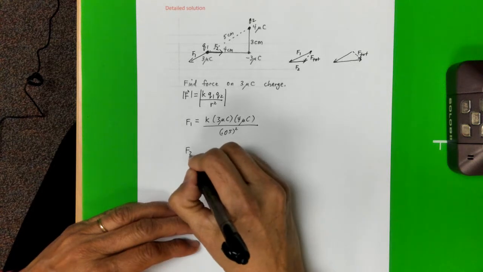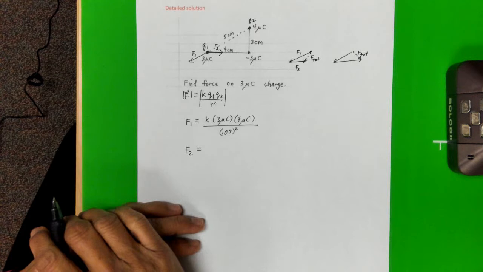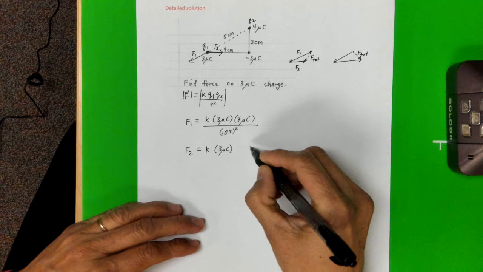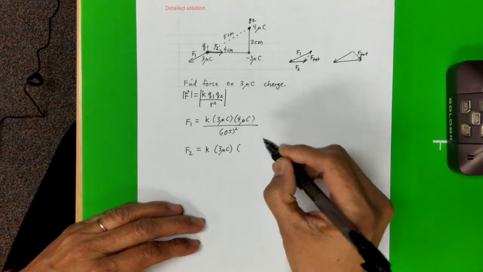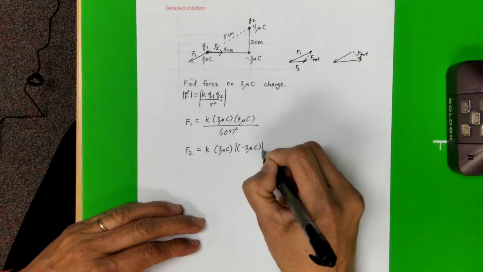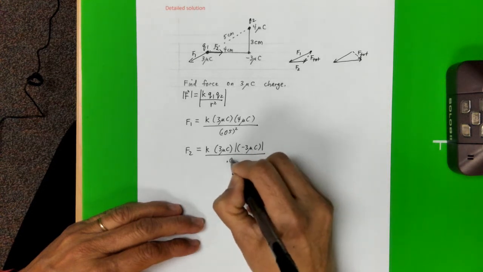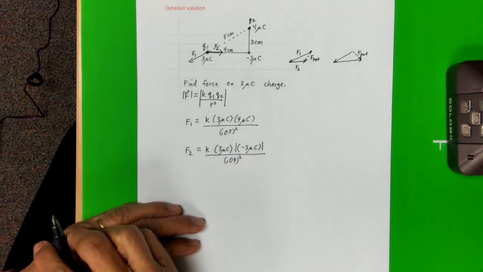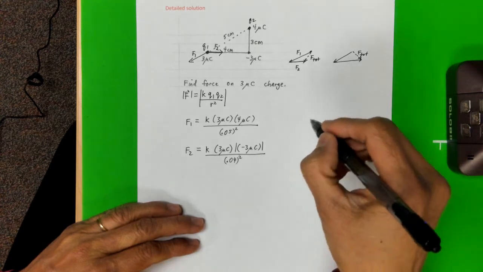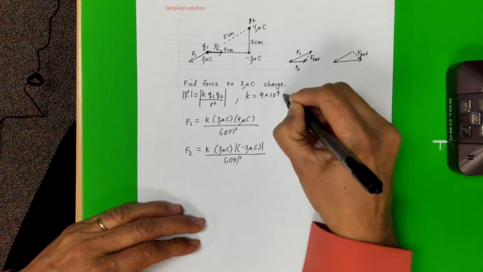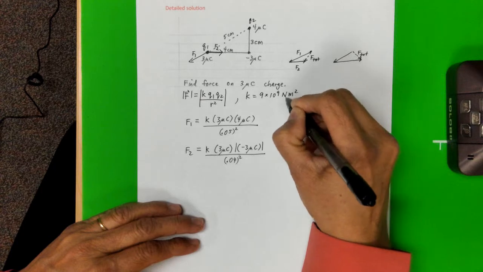Okay, now then do F2. F2 is going to be between the 3 microcoulomb charge and the minus 3 microcoulomb charge, but you're going to take the absolute value of that and divide it by the distance squared. In this case, for this problem, I did multiply everything out, so you can do that. So you know that K equals 9 times 10 to the 9th newtons meters squared over coulomb squared.